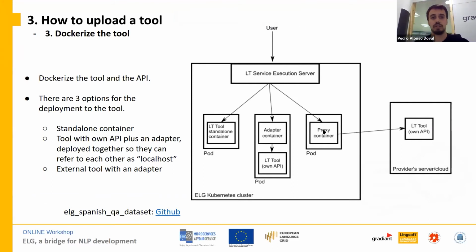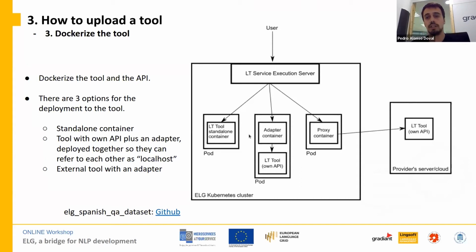So now, third step: what happens when we already have the API implemented? We have to Dockerize it. And for this, we have three options for the later deployment in the ELG platform. In the majority of cases, and that is also the case of this example that we are making, there is a standalone container that is just a Dockerization of the tool in a container. And we upload it to the platform and it's available there.